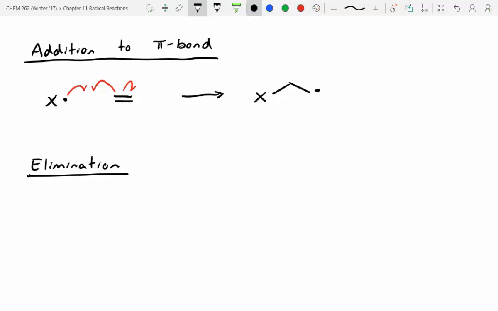With radical elimination, it's essentially that top addition reaction in reverse. So now we've got this radical separating out into X dot plus a pi bond. And in this case, this radical will come down, grab an electron from that covalent bond, and then X will hop off as its own radical.